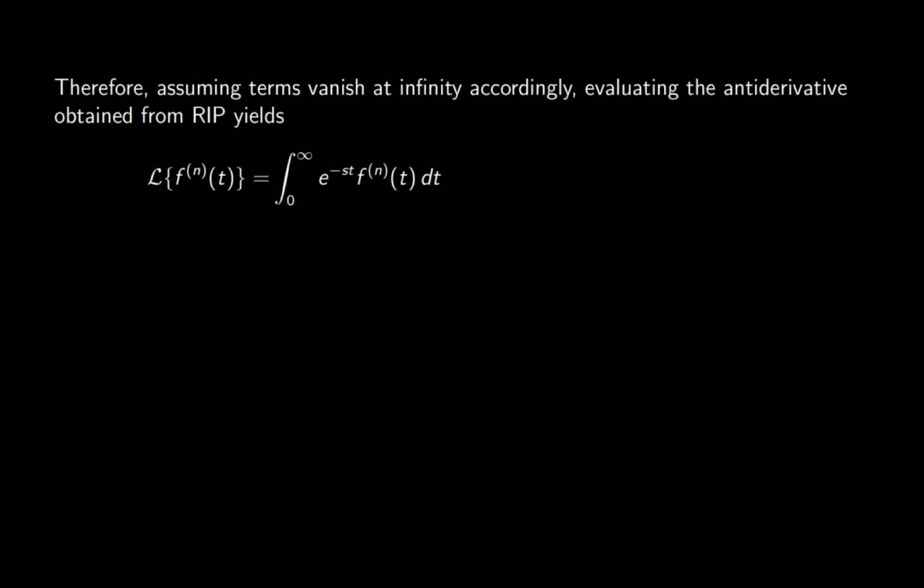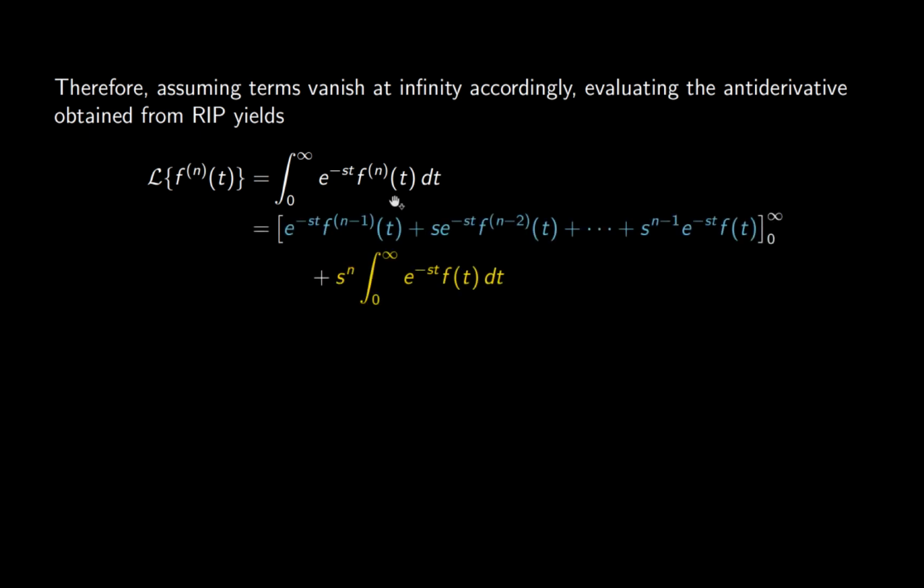So, assuming the terms vanish accordingly at infinity, what that means is basically that we need the derivatives of f to be of exponential order, yields the following. Okay, so we take the antiderivative portion from RIP in blue here, evaluate from 0 to infinity, and then tack on the integral that we had from the last row of RIP. And notice that this will be the Laplace transform of f. But that's getting ahead of things a little bit.